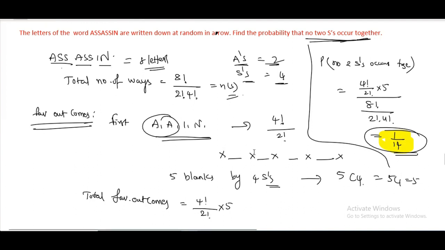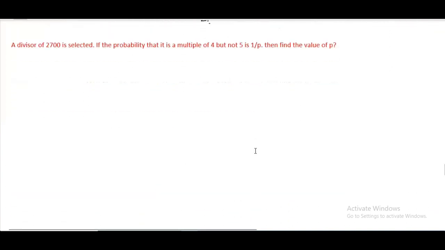So hope you understand clearly. Let's see the next question. The question is: a divisor of 2700 is selected. If the probability that it is a multiple of 4 but not 5 is 1 by p, then find the value of p.